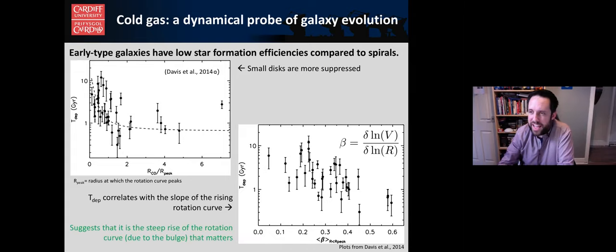It also seems that the slope of the rotation curve matters. What I'm showing here is that depletion time axis again on the y-axis, plotted against the mean beta, which is the logarithmic derivative of the rotation curve. It basically tells you how fast the rotation curve is rising. And it seems that this correlates.